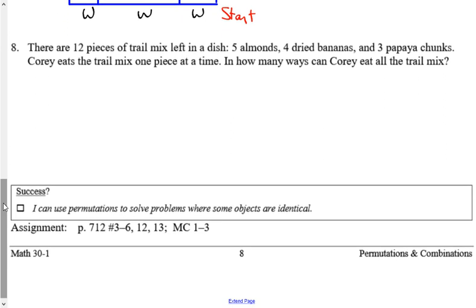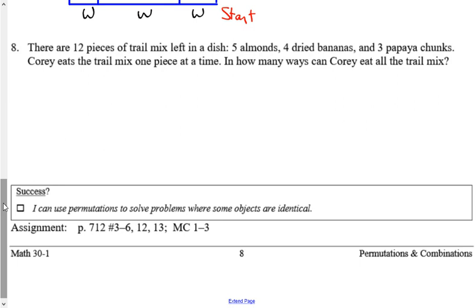12 pieces of trail mix left in a dish, 5 almonds, 4 dried bananas, 3 papaya chunks, and Corey eats the trail mix one at a time. How many ways can he eat the trail mix? Now there's an assumption in this question that perhaps should have been stated, which would be the 5 almonds we can't tell apart. Now maybe there are distinctions in almonds that your decisive eye could determine, but for the purposes of this question, we'll assume that they all look the same. So probably could have been worded better.